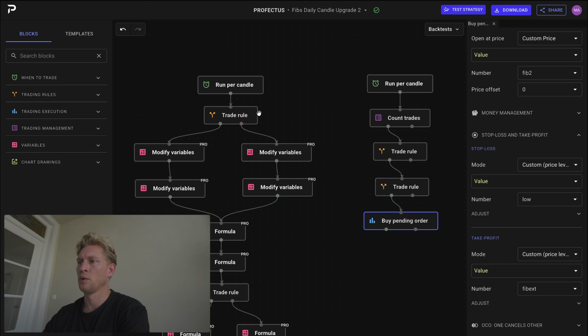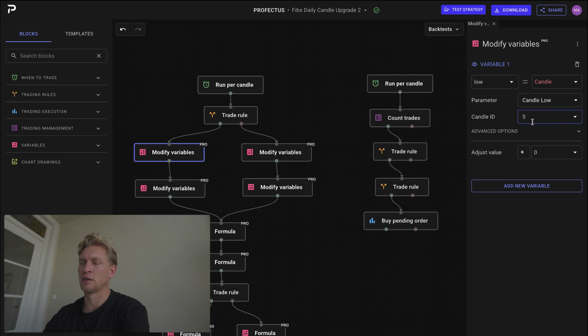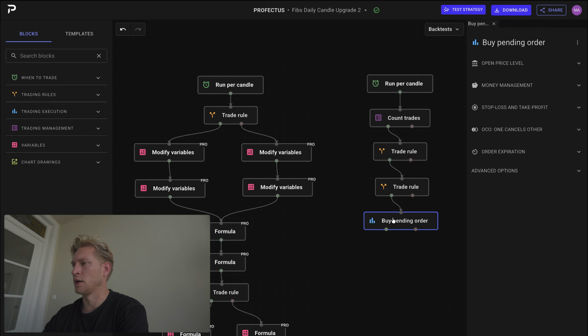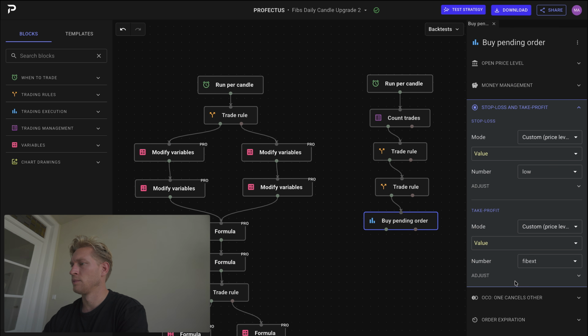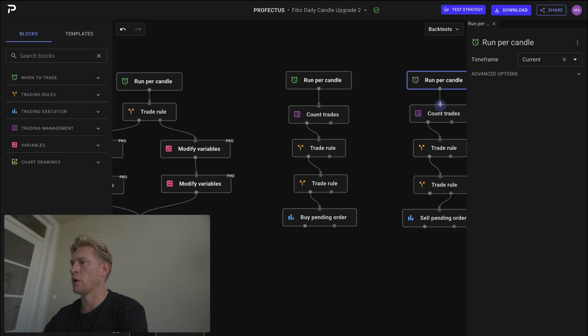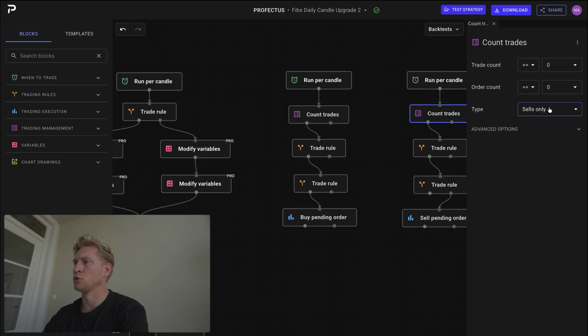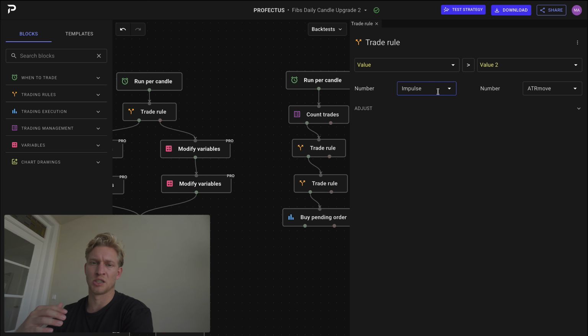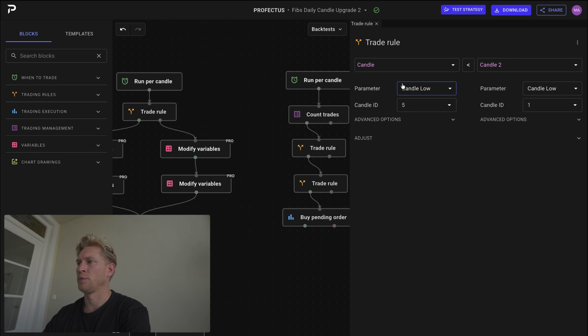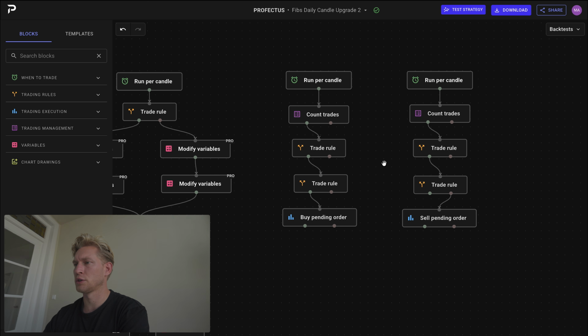and then the stop loss is the candle price low. What was low? Well, low we found here, right? That's the candle 5 low, so that's the stop loss. And then the target is the Fib extension, so that's that 2.7 extension. Same story is true here. Run per candle, sells only, so we don't have any sell positions open. We're going to check if the impulse is strong, a big impulse to the downside, and then we're going to check, is the candle low of 5 below the low of 1? If that is true or false.